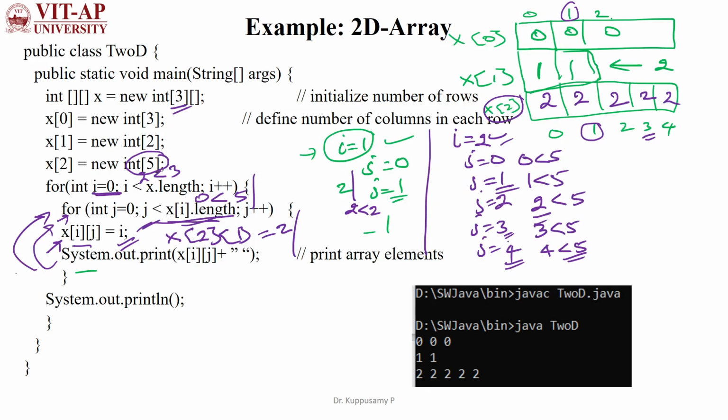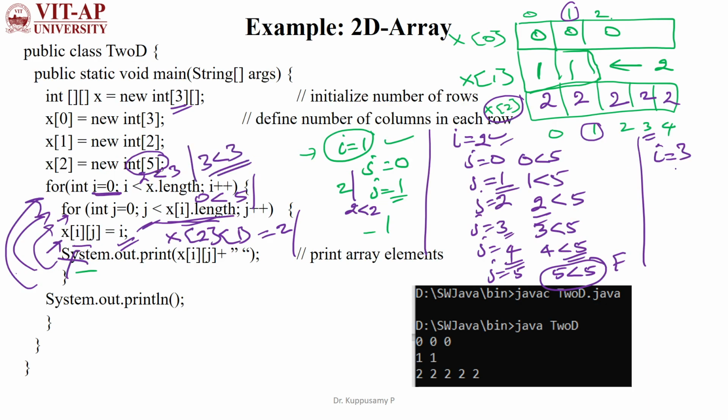of the third row. Now J is incremented to 5. So 5 less than 5 is false. Once it is false, the inner loop will exit. Then I is incremented, so now I becomes 3. Now 3 less than 3 becomes false. Once it is false, the outer for loop also will exit. Once it exits, the program will stop.